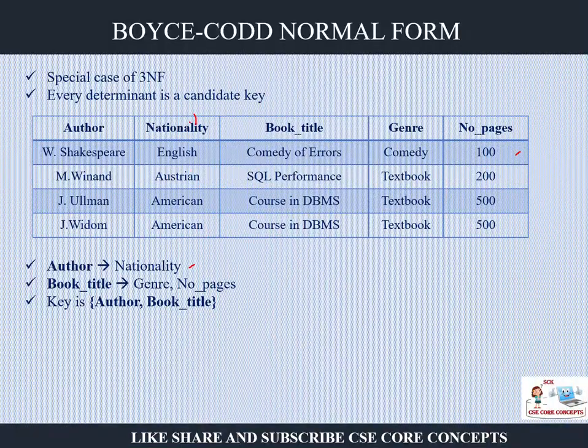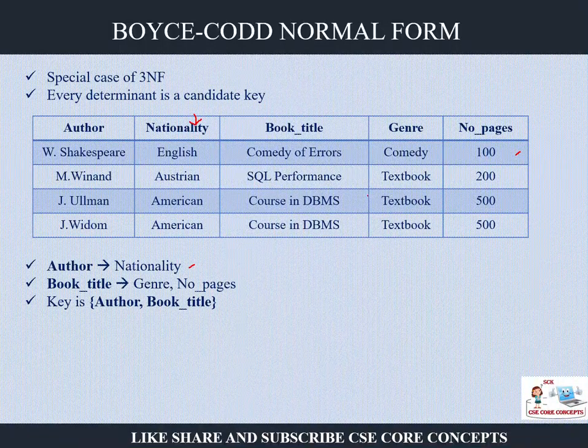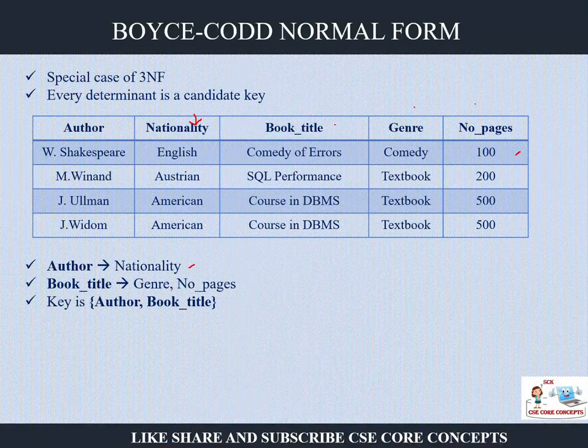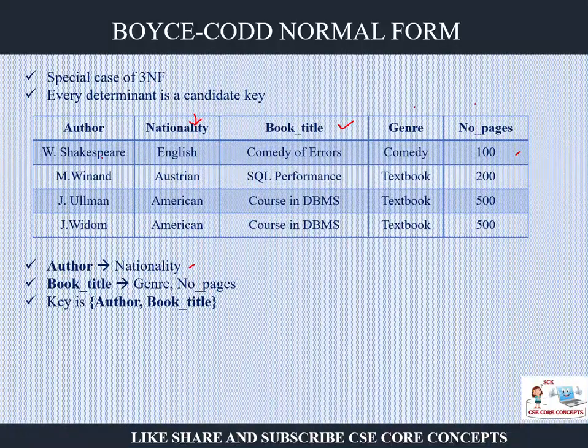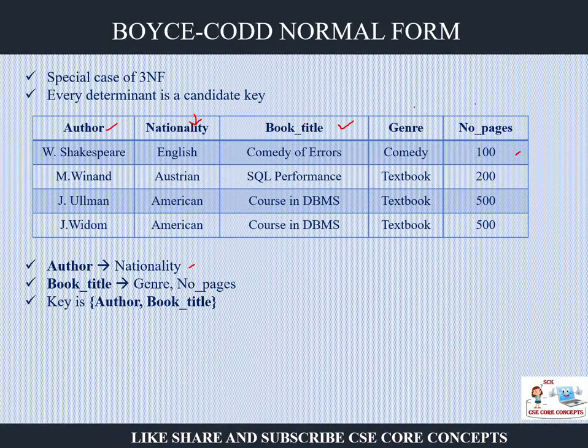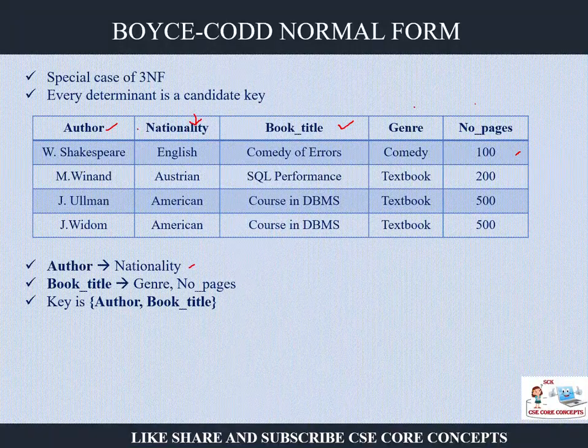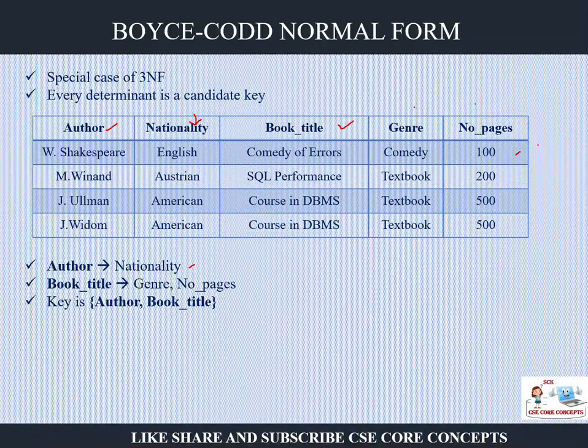Nationality will vary based on the author. Then the type of the book and the number of pages depend on the book title. Whatever the book is, that will tell you the type of the book and the number of pages. So who are the keys in this table? One is the author and one is the book title, because nationality is determined by the author and these two fields are determined by the book title.